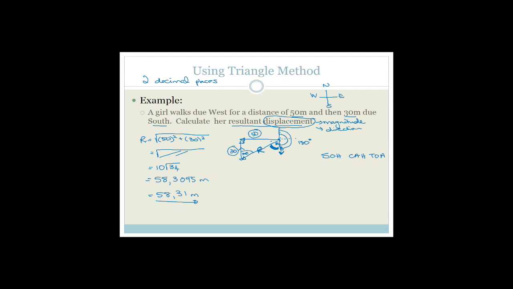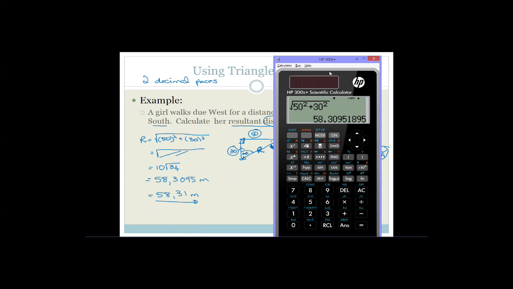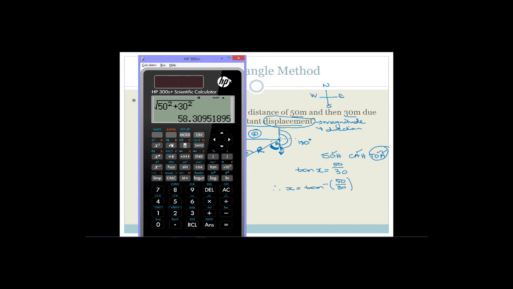So if we look at this angle here, X, we can see that 30 is the adjacent side and 50 is the opposite side. So obviously I'm looking at using the tan function. So I can say tan X is equal to the opposite, which is 50, over the adjacent, which is 30. Therefore we can say X is equal to the second function of tan of 50 over 30. So we're going to pop that in our calculators. We're going to get the calculator out and move it over. We're going to clear it.